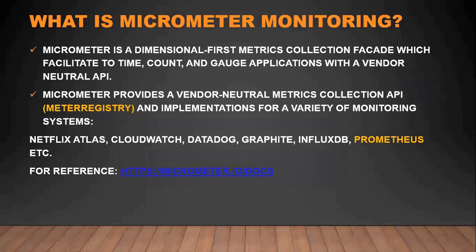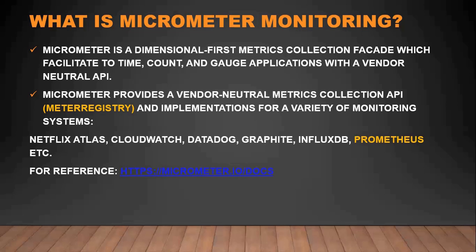And then Micrometer, because in this example we will also use the Micrometer library. Micrometer is a dimensional, fast metrics collection facade, which provides certain measuring instruments like timer, counter, and gauge to measure our application. For example, how much time one method is taking to execute, or how much time one endpoint is taking to process our request and send the response back. Here the timer is the measuring instrument, and that is provided by Micrometer.